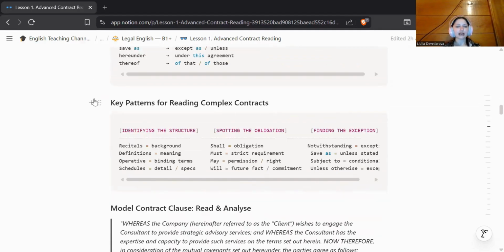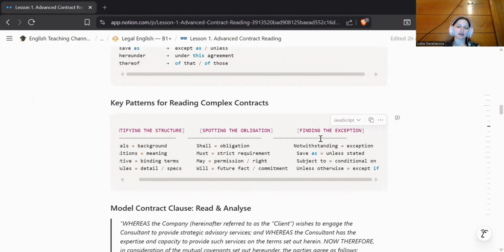Okay? And key patterns for reading complex contracts. Identifying the structure. Recitals means background. Definitions means meaning. Operative, binding terms. Schedules, details, specs. Spotting the obligation. Shall means obligation. Must, strict requirement. May, permission or right. Will, future fact or commitment. Again, I'm really skimming through these, but you can pause the video and read them in detail, okay?